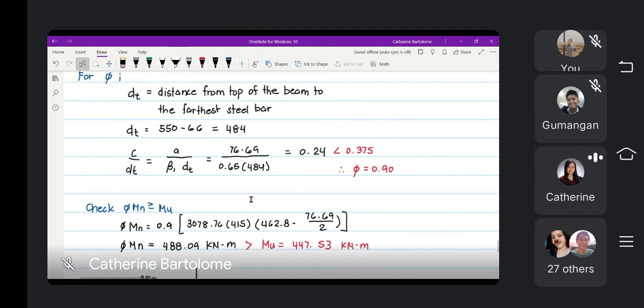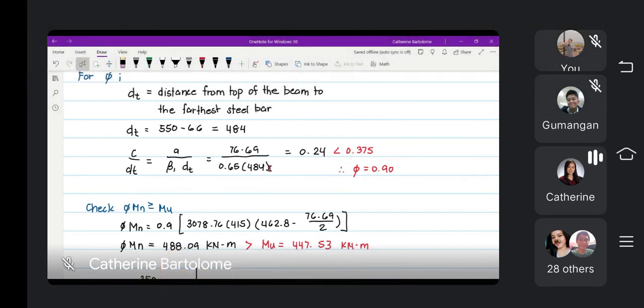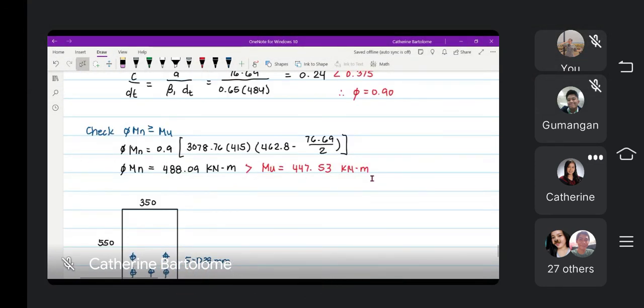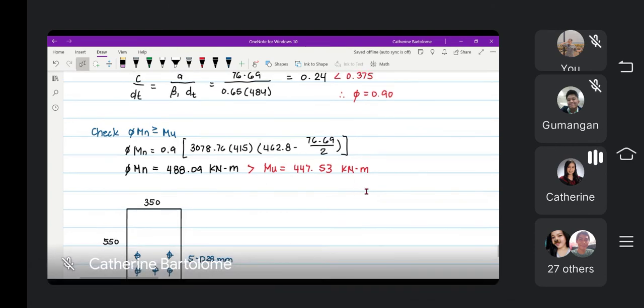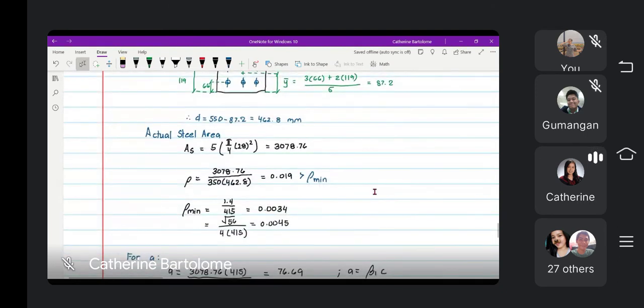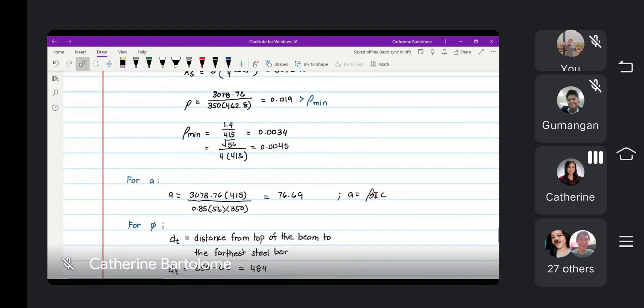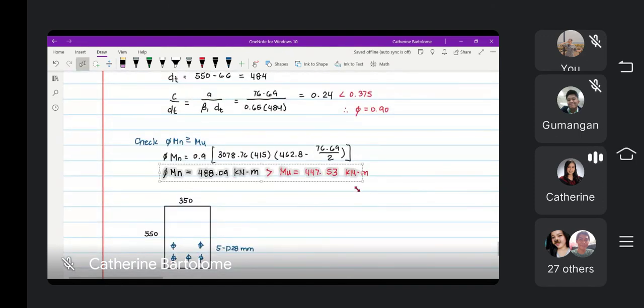What's the value if it is 0.65? 352.51. Yes, 352. So ang nangyari, guys, hindi pa rin pwede, less than siya sa ultimate moment. Okay? Pag ganun yung nangyari, you have to redo assumptions, yes, yung dimensions and yung steel bars. That's the only time na uulitin nyo. But if nag-okay naman dito, if phi Mn is greater than Mu, okay lang yun. Walang effect.